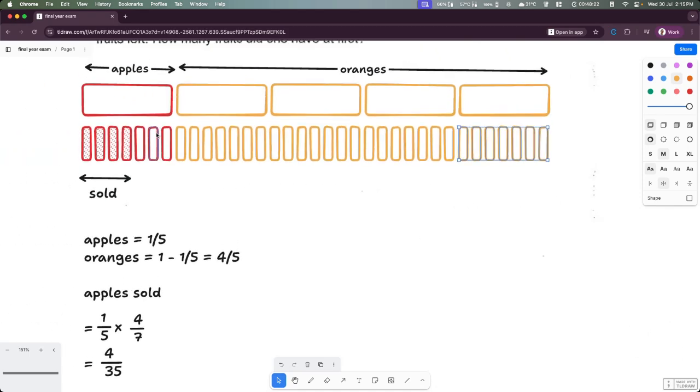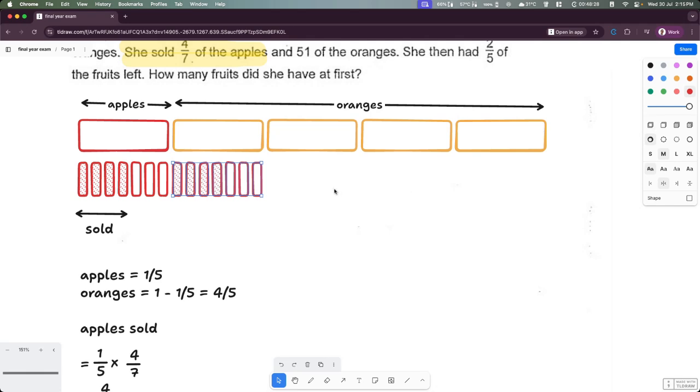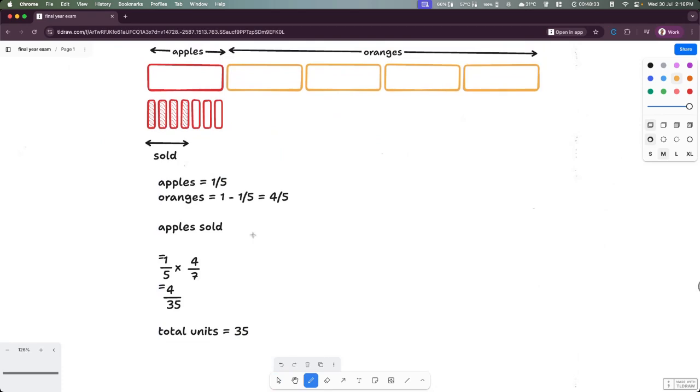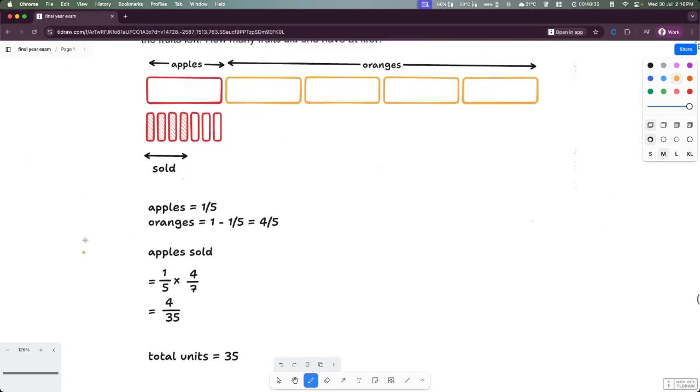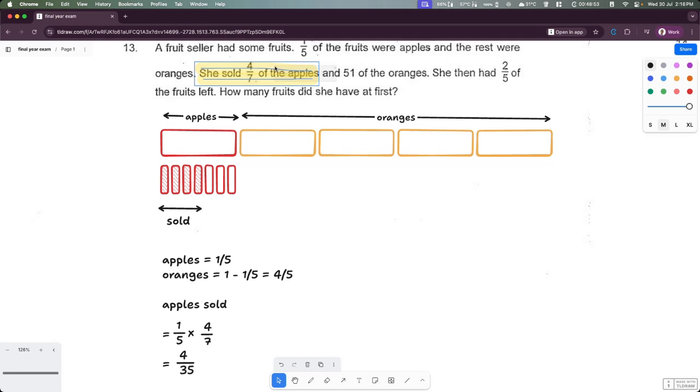You could see that if you were to draw models, then it's going to be quite tough, right? So that's why it's better to use fractions. But if you want to use models, that's fine as well. Okay. So in this case, this is how it looks like. So total units is 35. Then we know that in this case, apples sold is 4 units, right?